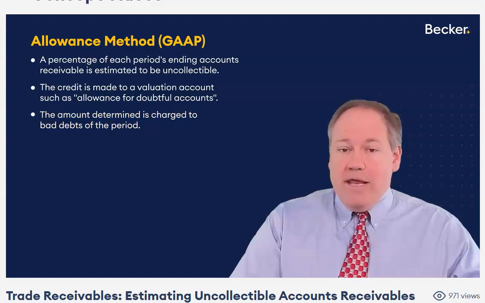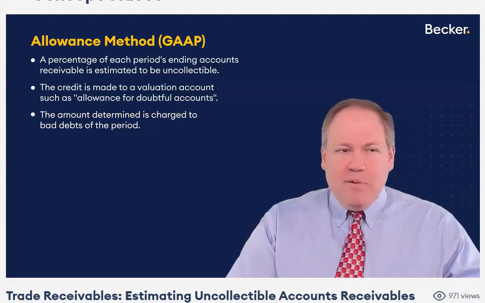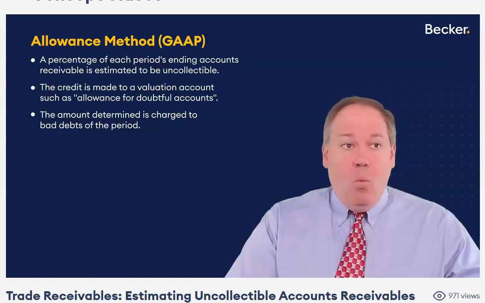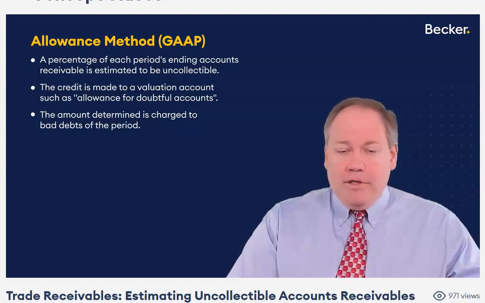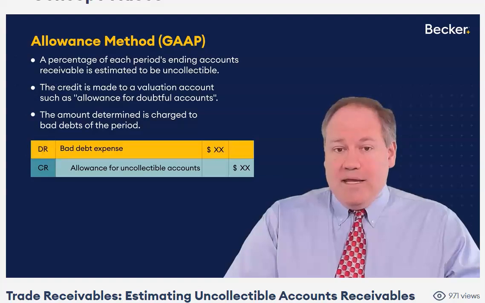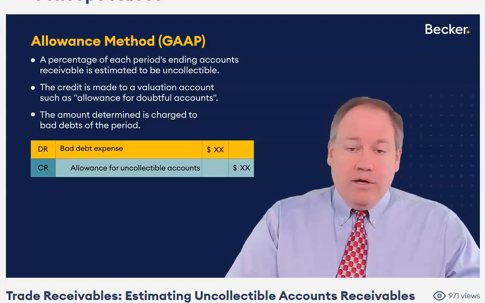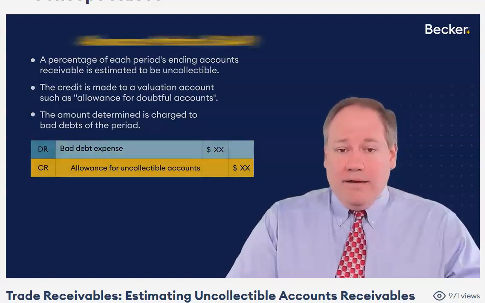Now, again, with our basket of apples, we said we think 4 are going to go bad. Well, what happens when 1 does? We go, that must be one of the 4. Okay, what do we do? Well, to write it off is a little simpler. We've already recognized the bad debt expense. What we need to do is get rid of the account receivable. So what's the other side of the entry? We get rid of the allowance.